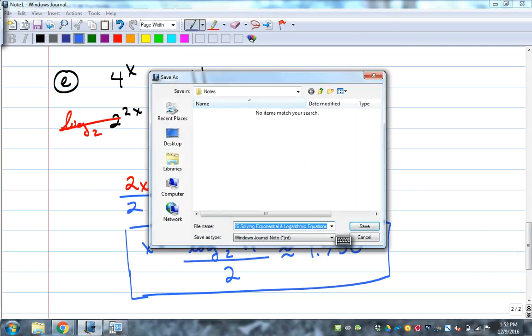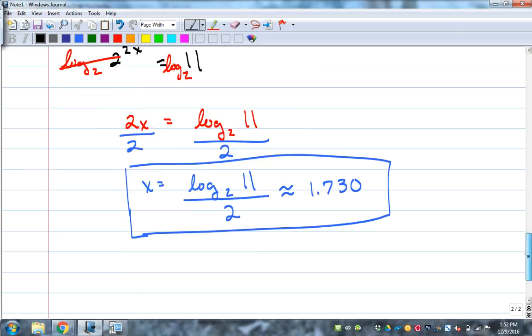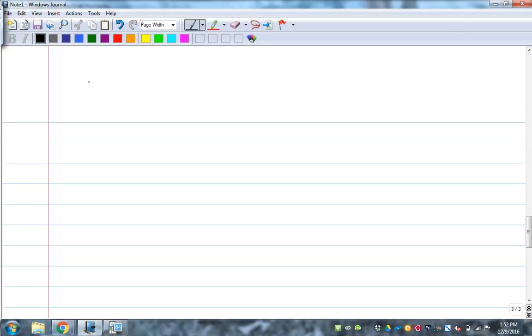All right, so let's look at another page. Example F. We have 13 examples total today, so counting them down. Don't put the log in there yet. 7 to the 9x is equal to 15. So the first thing you should try is to get the bases the same. That's what you should try first because that's the easy way to solve it.